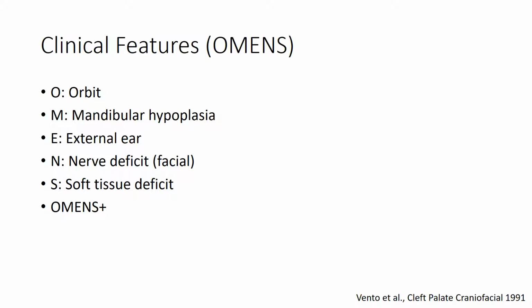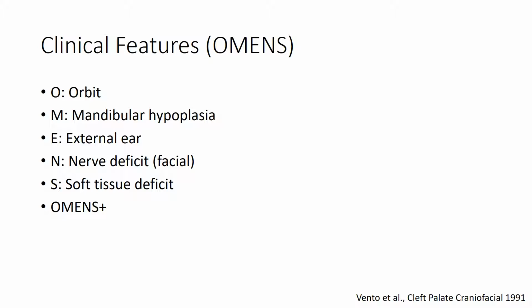The clinical features were categorized using the acronym OMENS in 1991, and I think this is really useful to keep track of the deformities that occur in this condition. O stands for orbit, M for mandibular hypoplasia, E for abnormalities of the external ear, N is for nerve, and it's usually a deficit in the facial nerve. S is for soft tissue deficits.